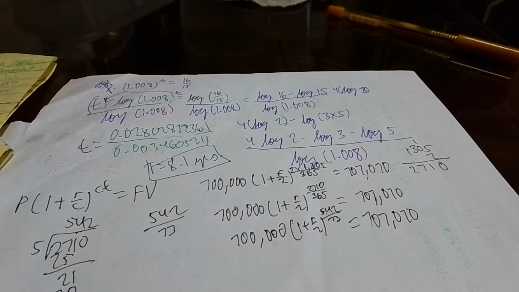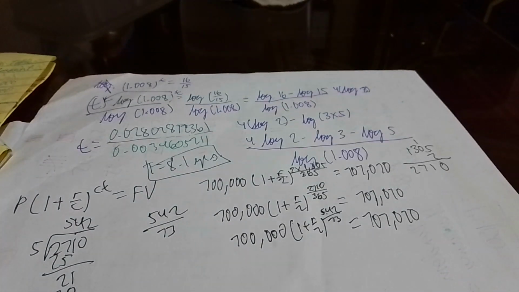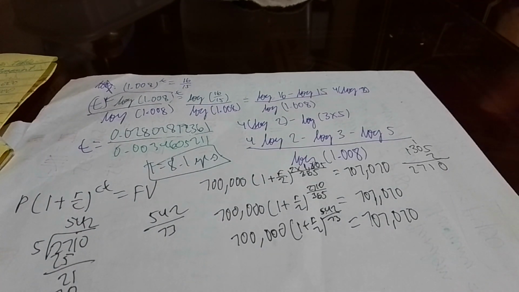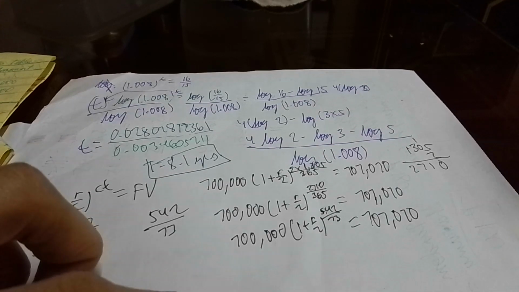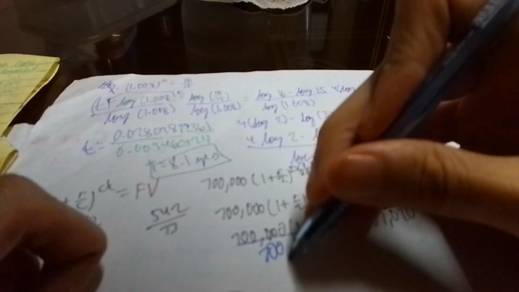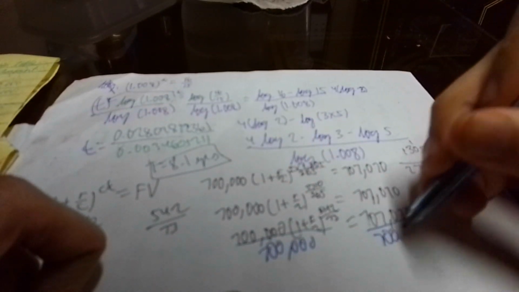So how do you solve for the rate? Remember, what's the first step? The first step is to simply divide. Because remember, you first divide in the parentheses, and then you add, and then you raise it to that power, and then you divide, and then you multiply. So therefore, we have to divide both sides of the equation by 700,000.